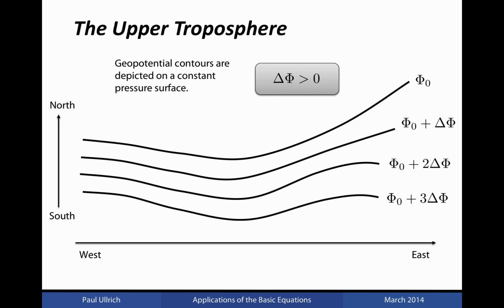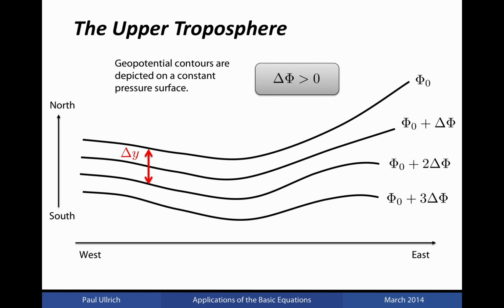Okay, so we have geopotential that increases to the south in accordance with what we would expect for higher temperatures farther to the south, pushing up those geopotential contours, and so the pressure gradient force in this diagram will be directed to the north from higher geopotential to lower geopotential.